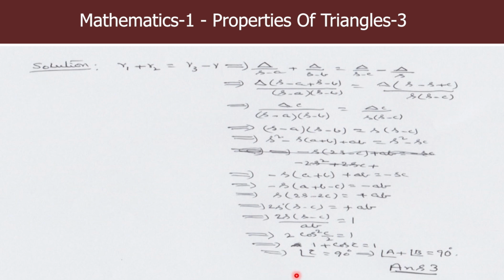So 2 cos square C by 2 is equal to 1. That is 1 plus cos C is equal to 1. So cos C is 0. So C is equal to 90 degrees. When C is 90 degrees, angle A plus angle B is also 90. See, in all these regular properties of triangles, sometimes we write A plus B minus C as 2S minus 2C, by adding C and subtracting C.